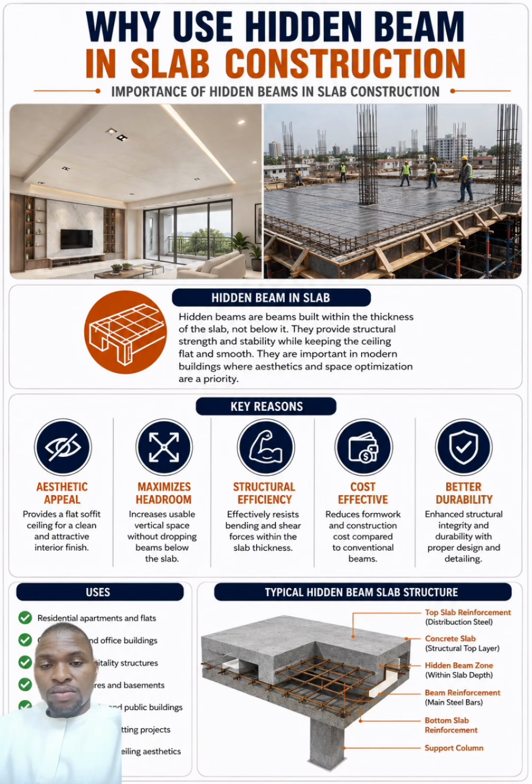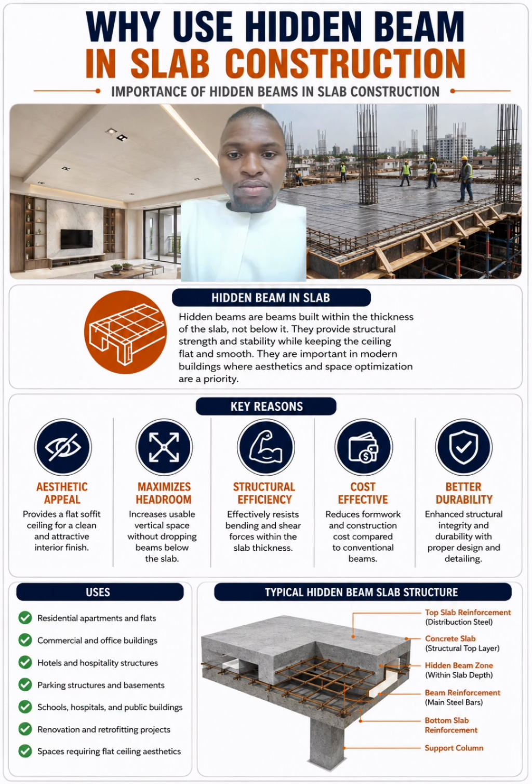So we'll be looking at the uses of hidden beam in construction. What are the areas where we tend to apply these hidden beams? The first area of application is residential apartments and flats. Then we also use hidden beam in commercial and office buildings. Then hotels and hospitality structures. In big hotels and hospitality structures, you tend to make use of hidden beam. Then parking structures and basements.